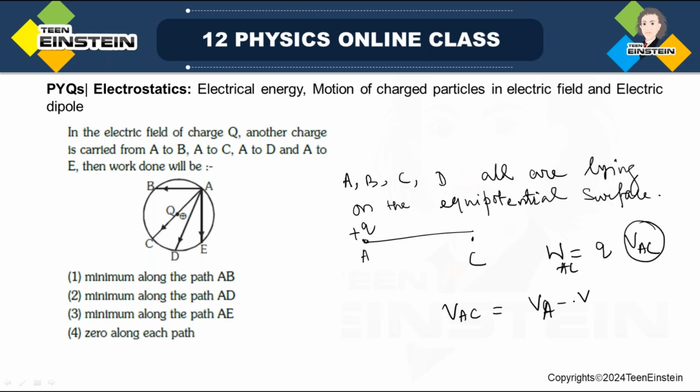If these two are equal, then there is no difference, right? If this is 0, then what is the work done? Work done will be 0 for moving a charge from one point to another point. You don't have to do any work. So the fourth option will be the correct answer for this question.